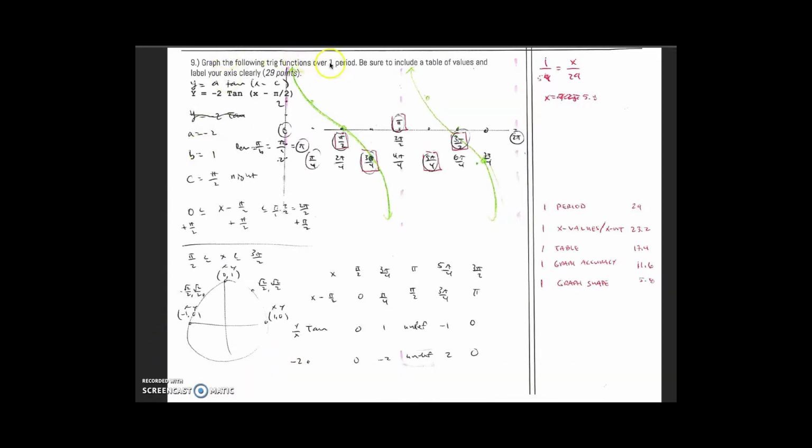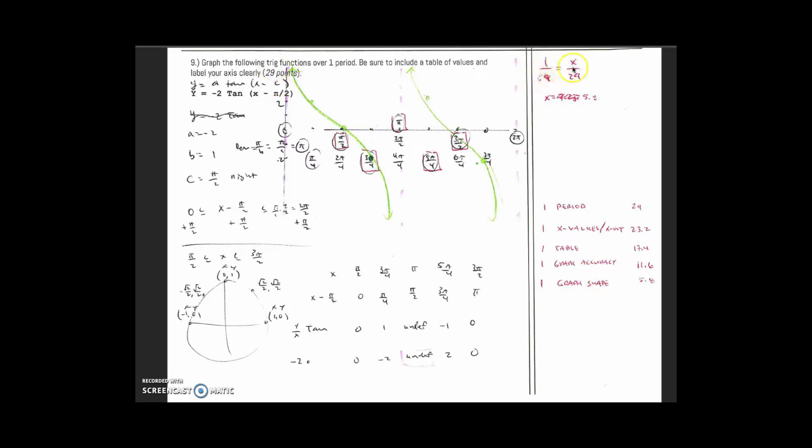Graph the following trig function over one period. Be sure to include table values and label your axis clearly. Here are the 5 ways that you got your 5 points and then how they're equivalent. So finding the period, 1 point for finding the x values and x-intercepts, 1 point for the table, 1 point for the graph accuracy, and graph shape. For example, if I give you tangent and you graphed sine, then that would take it off.